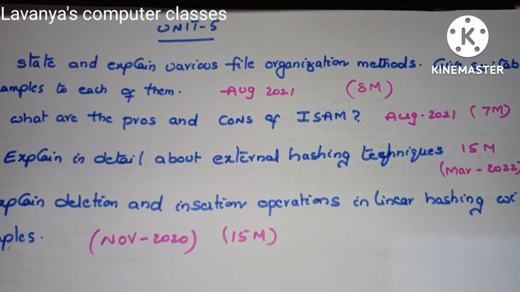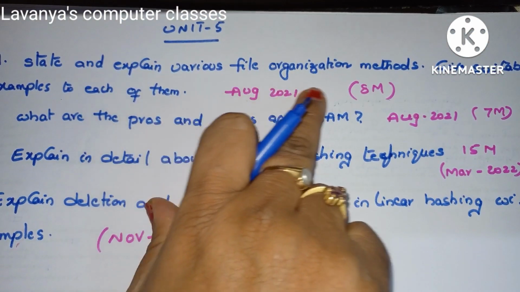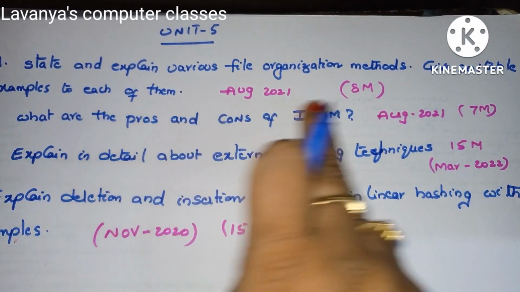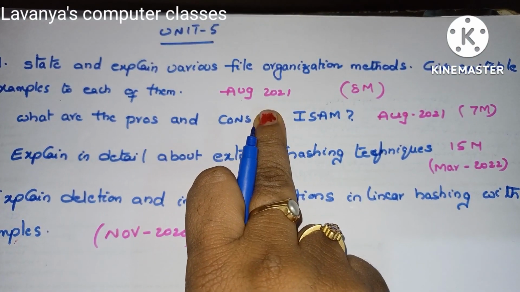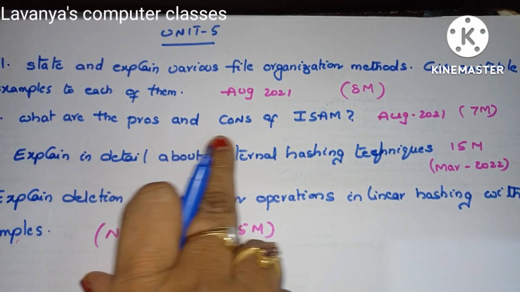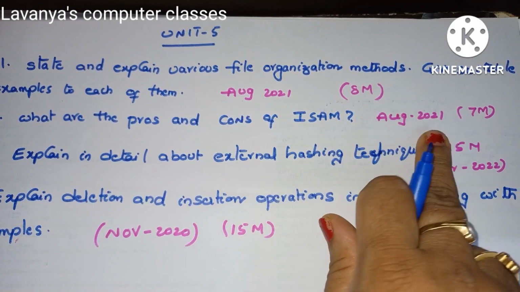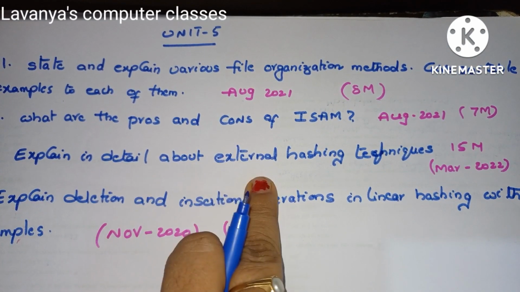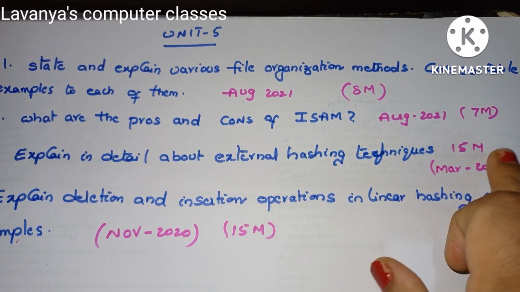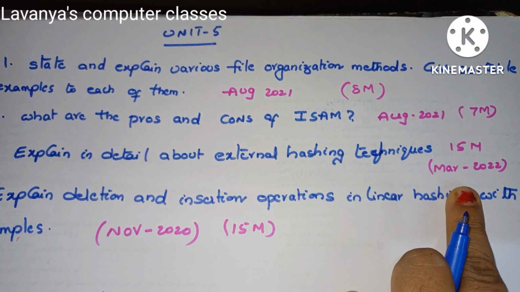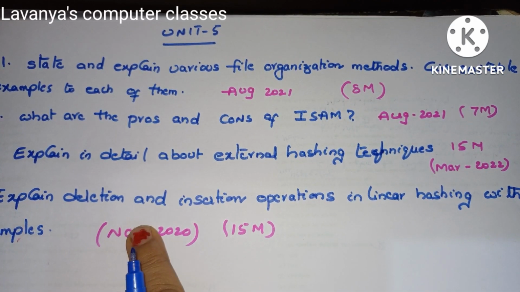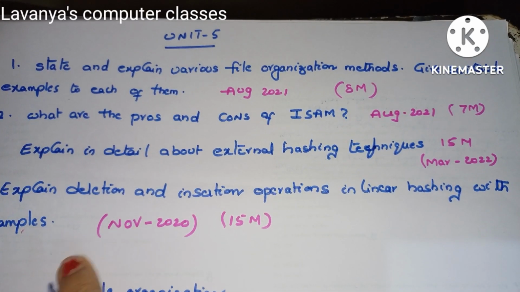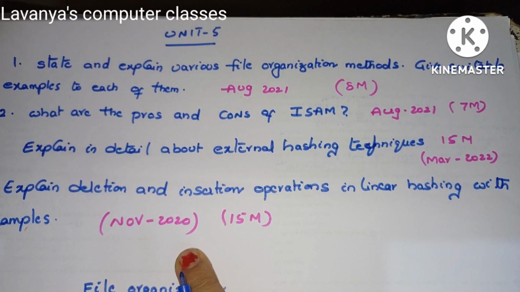Then unit 5. State and explain various file organization methods. Give suitable examples for each of them. 8 marks question, August 2021. What are the pros and cons of ISAM? August 2021, 7 marks question. Explain in detail about external hashing techniques. Totally 15 marks question, that is March 2022. Explain deletion and insertion operations in linear hashing with examples. Totally 15 marks question, November 2020.